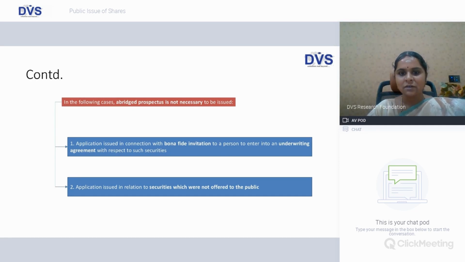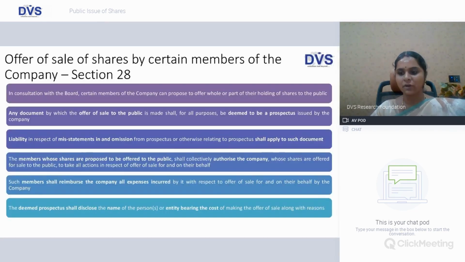And when it is a bona fide invitation which is made to a person who is going to enter into an underwriting agreement. So what is underwriting? It is undertaking the obligation to subscribe for the securities. If such underwriting agreement is entered with respect to such securities, then this abridged prospectus is not necessary to be filed.